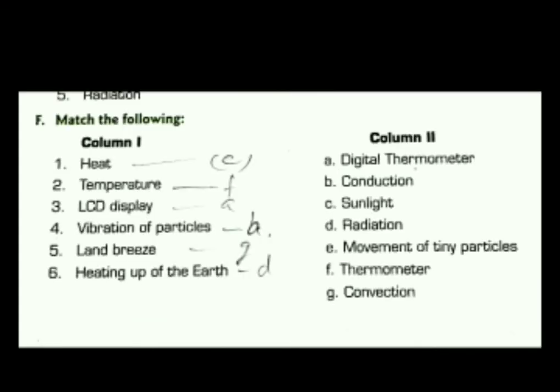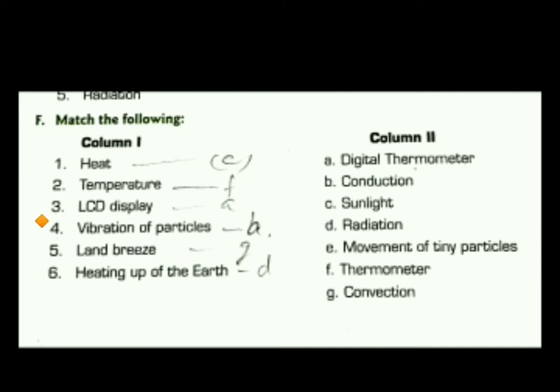Now students, let us see section F. Match the following. You can see 1, heat, and you will match heat to E, that is movement of tiny particles. As you know, heat causes movement of molecules in a substance. Now 2, temperature, and temperature you will match with F, that is thermometer. Temperature is measured with a thermometer. 3rd, LCD display, you will match it with A, that is digital thermometer. A digital thermometer has an LCD display.